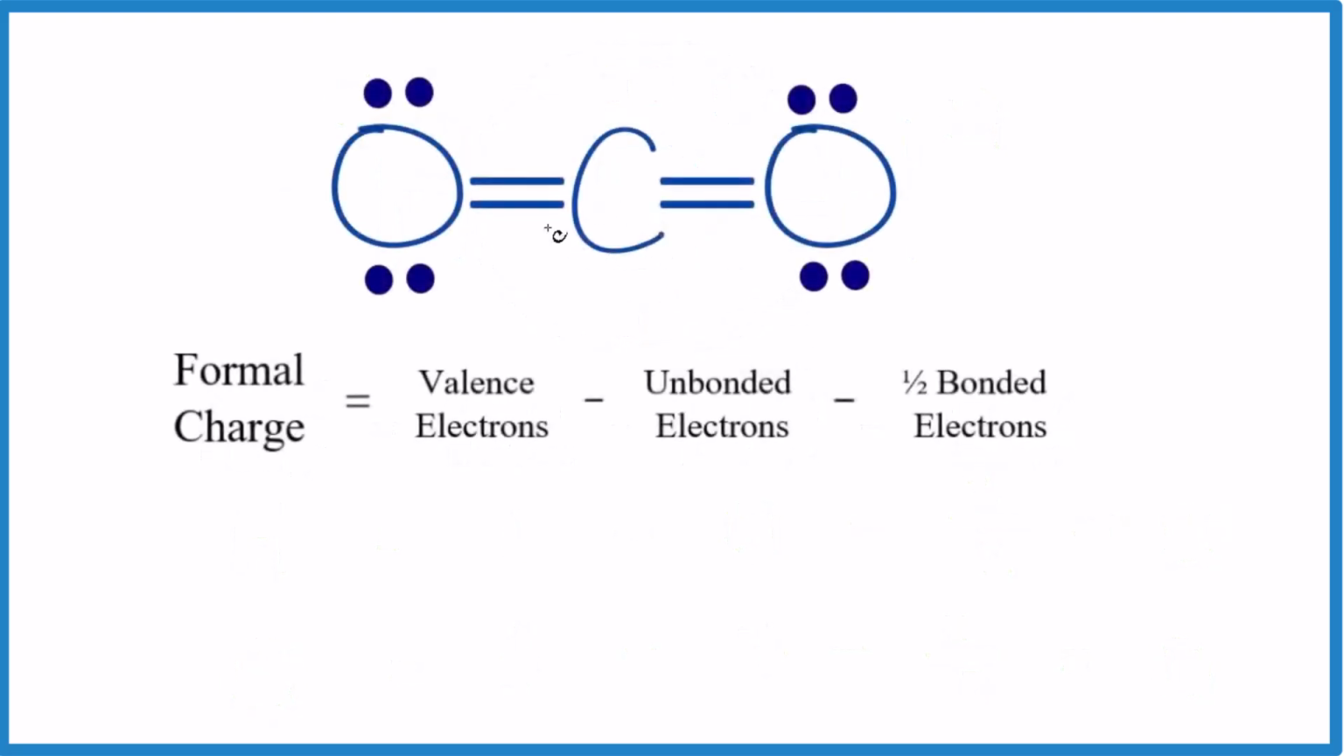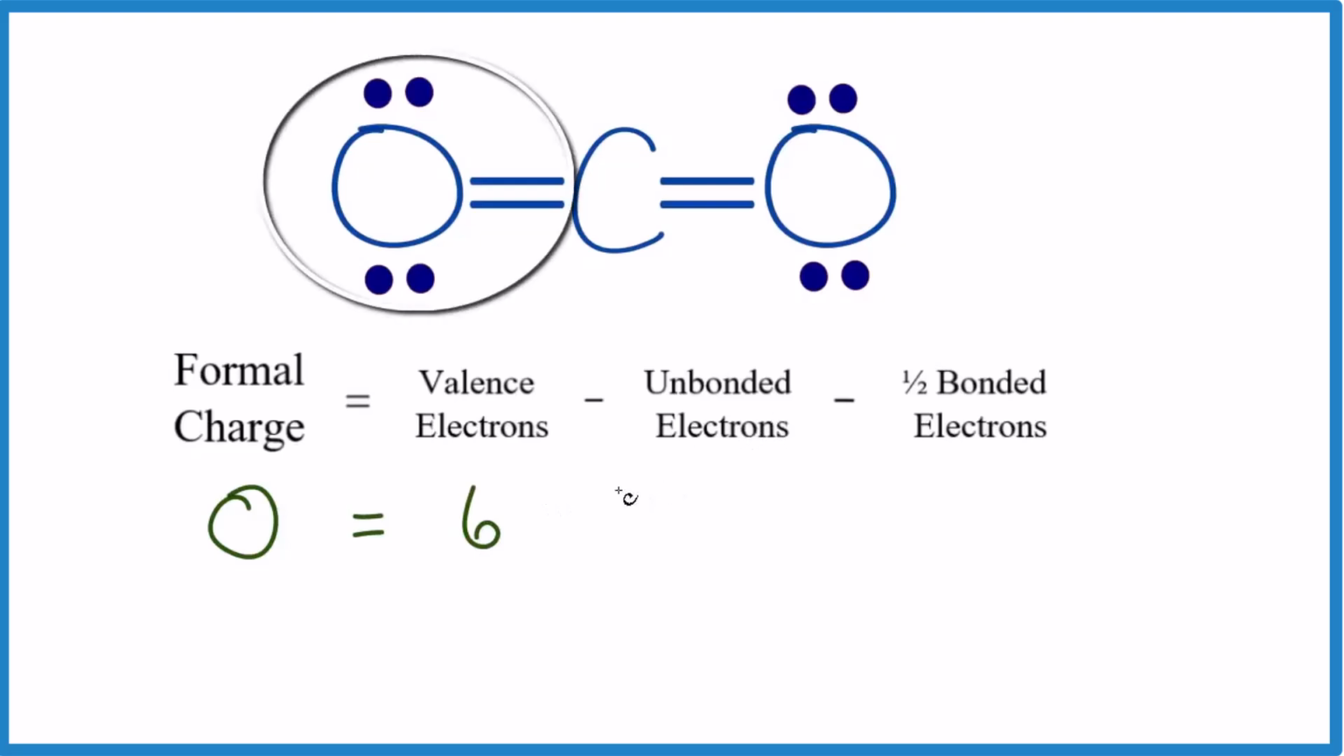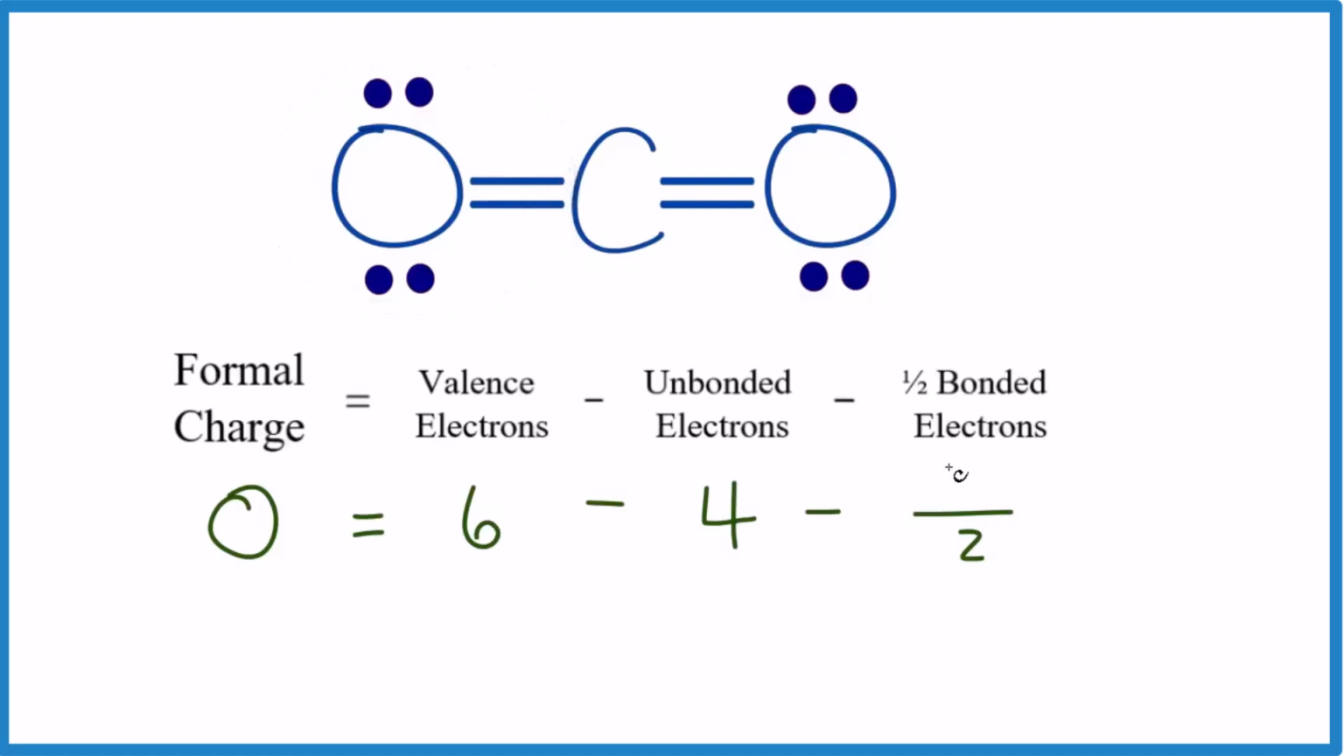For CO2, let's start with this oxygen right here. Oxygen has 6 valence electrons. It's in group 16, 6A on the periodic table, minus unbonded electrons. We have 2 here and 2 here, so 4 unbonded valence electrons. Subtracting from that the bonded electrons, 2 plus 2 is 4, and we're dividing that by 2. When we add this up, we have 6 minus 4, that's 2, minus 4 over 2. So the formal charge on the oxygen is 0, and we can just write a little 0 up here.